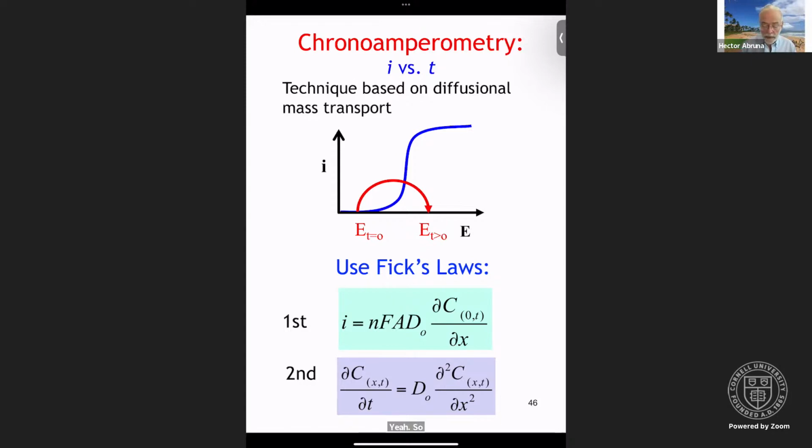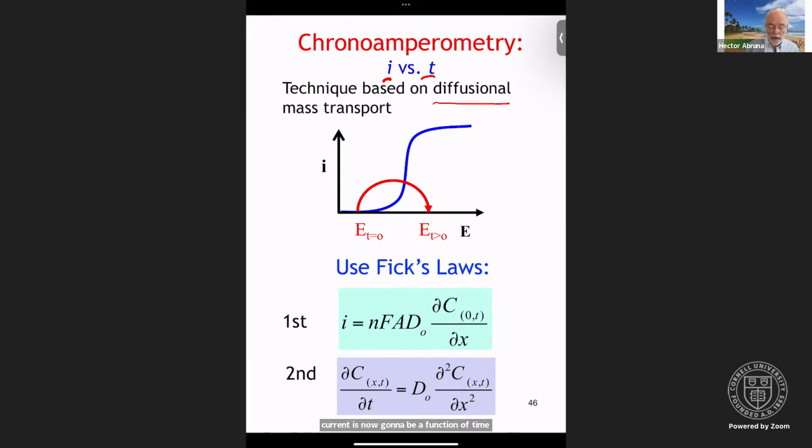So up to this point, we've been considering hydrodynamic transport for the rotating disk and ring disk experiments. We are now going to change the mode of mass transport from hydrodynamic to diffusional. And we start with chronoamperometry, which, as the word would suggest, is a measurement of current versus time. Contrary to the case where we have hydrodynamic transport, the current is now going to be a function of time.